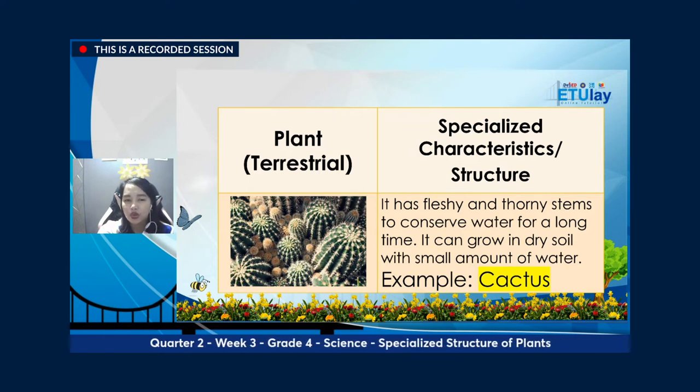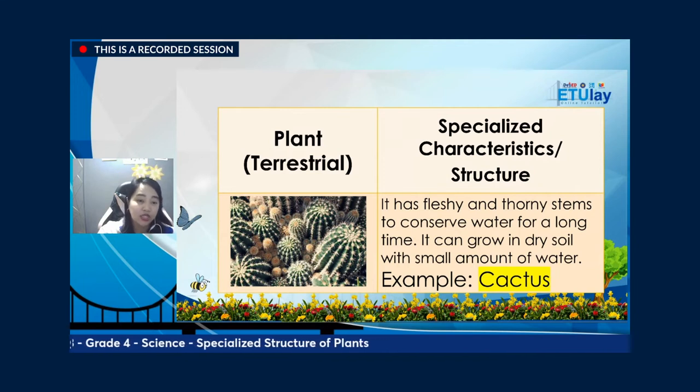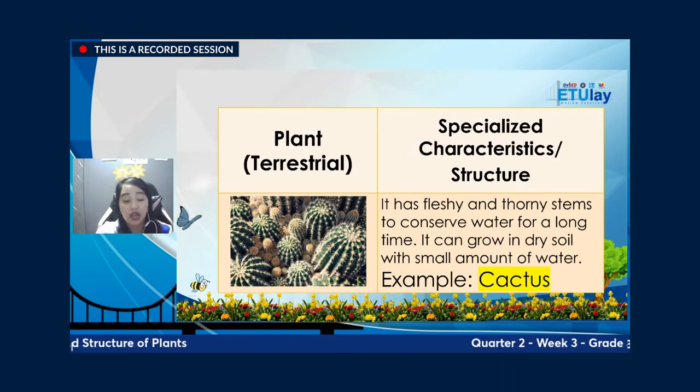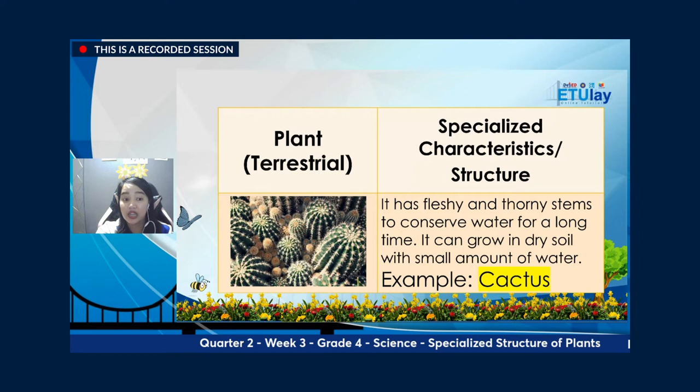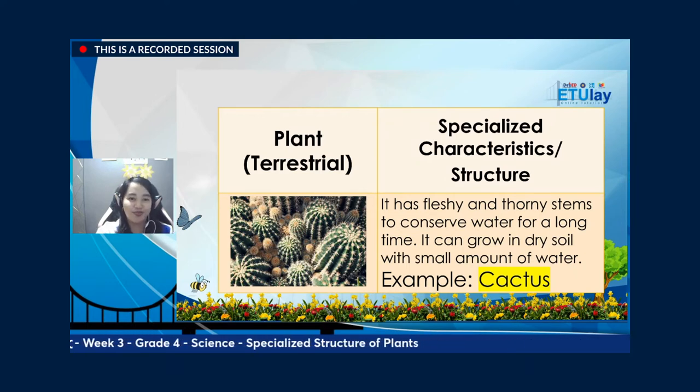Yung palang tusok-tusok na niya ay nag-i-store ng maraming water para makasurvive siya sa desert. Siyempre, kasi ang desert ay napakainit na lugar. Kung kaya, ang cactus ay ginagawan niya ng paraan ng kanyang mga thorny stems and leaves para makonserve at ma-store ang maraming tubig.